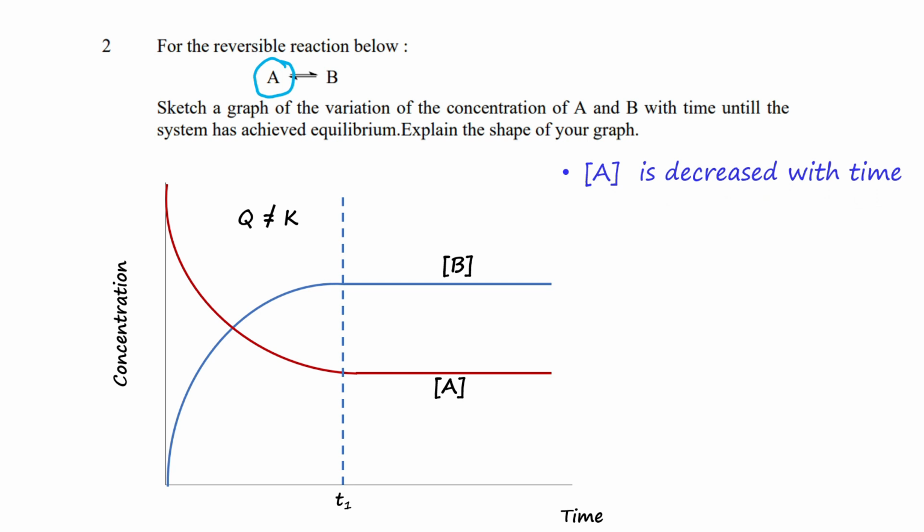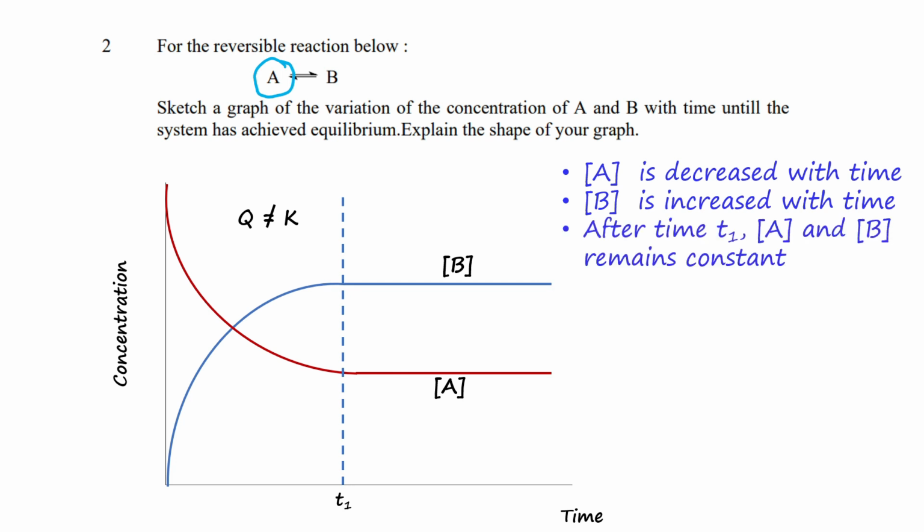Right, so kita explain the shape for our graph. So concentration A is decreased with time. Kenapa concentration A decrease with time? Because A is reactant. Jadi reactant dia habis digunakan. That's why dia akan berkurangan. Okay. A will decrease, manakala B akan increase. Kenapa B increase? Because B is product. So product akan semakin bertambah. Okay, after time T1, jadi concentration A dan B remain constant. Dia tidak akan ada perubahan lagi di sini.